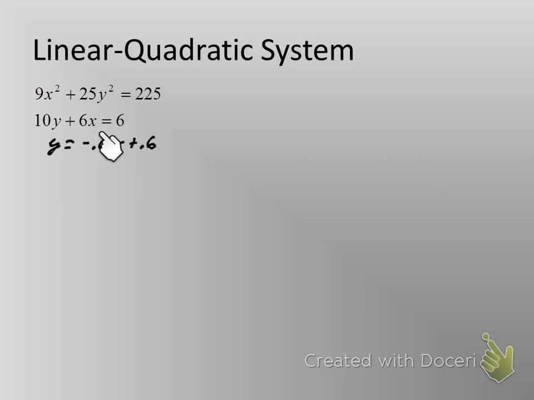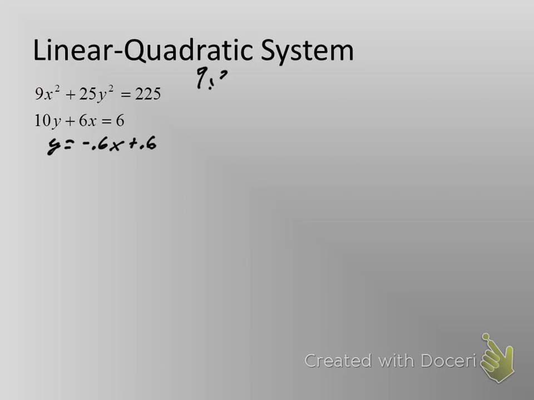Subtract 6x over, divide by 10, right? Negative 0.6x plus 0.6. Right? This guy, solve for y. Okay? So you're just going to square that. Now you're going to substitute this quantity in for this y. Ooh. That's gross. It is going to be gross.